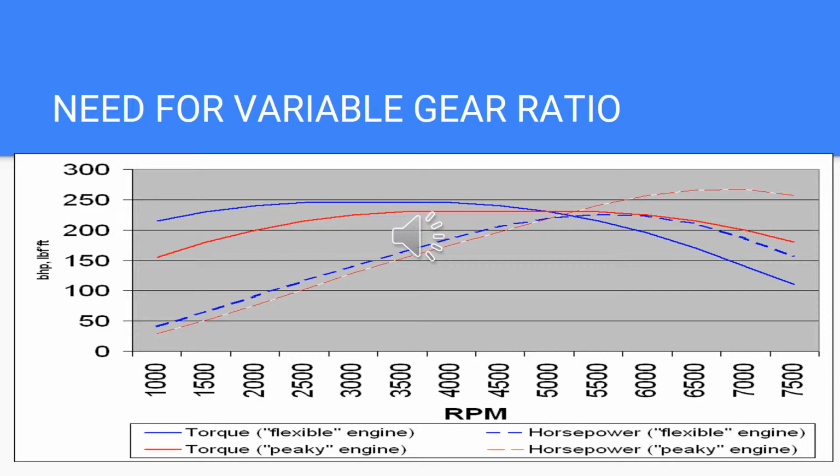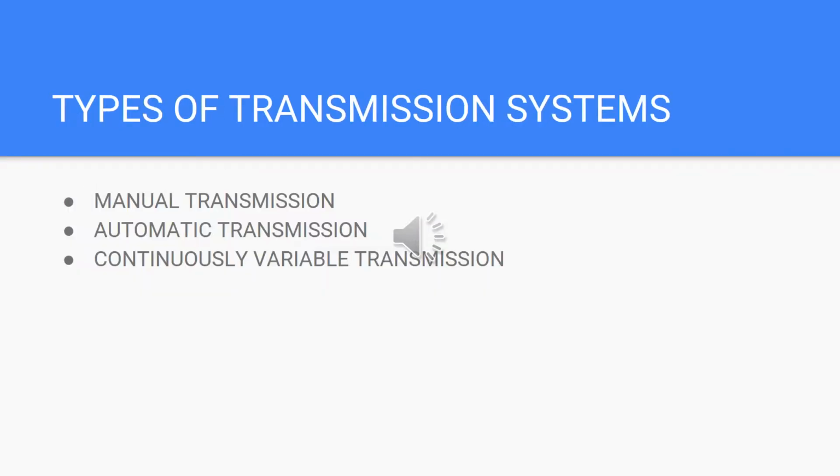Therefore, a system is required that transforms the engine's output so that it can supply high torque at low speeds, but also operate at highway speeds with the motor still operating within its limits. Transmission performs this transformation. We will take a look at three types of gearboxes, which are manual transmission, automatic transmission, and continuously variable transmission. Each type has its own advantages and disadvantages.